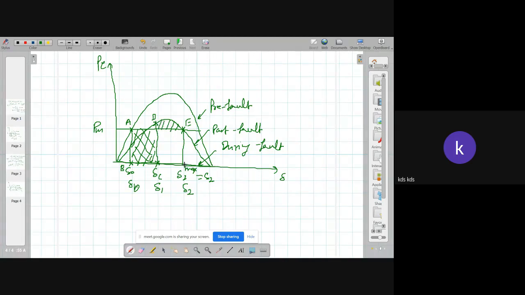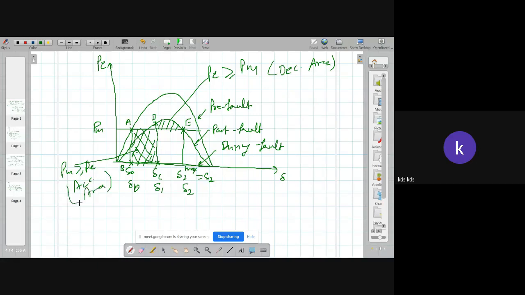This one is the decelerating area. So this is between the post-fault curve and the mechanical input. During the decelerating area, we have electrical power more than PM. During the acceleration, we have mechanical power greater than or equal to PE, so PM is greater than PE. So this is the accelerating area. In this way, we are able to plot the two areas.